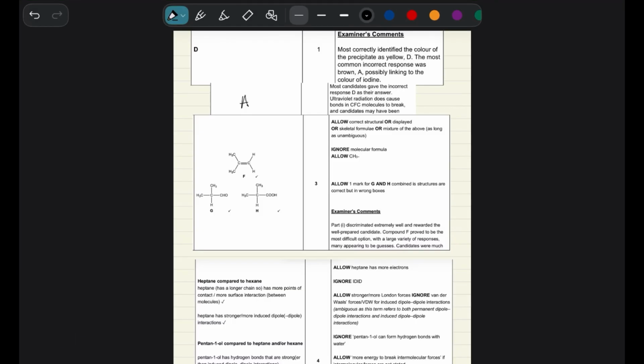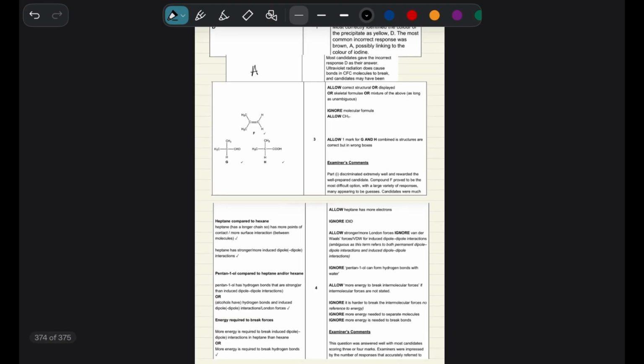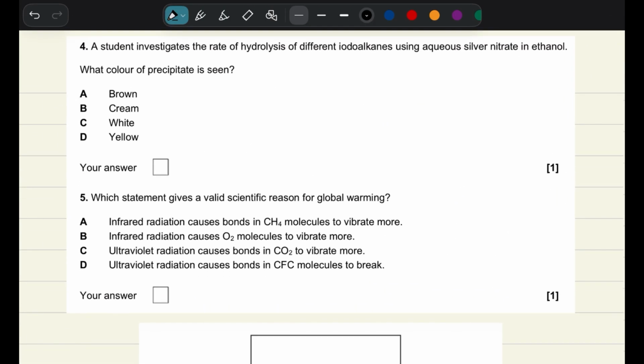Okay, so to be honest, we're just going to go through the questions to explain this. I think it will work better that way, but this is an overview of the answers here. If we look at the first one, we're saying rate of hydrolysis of iodoalkanes. So immediately we think silver iodide is going to be yellow, so we're happy to put D.